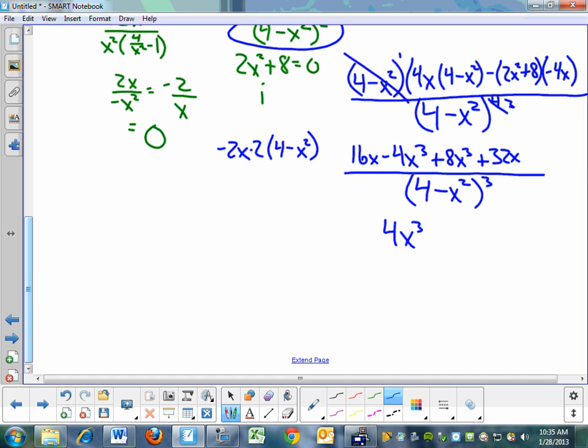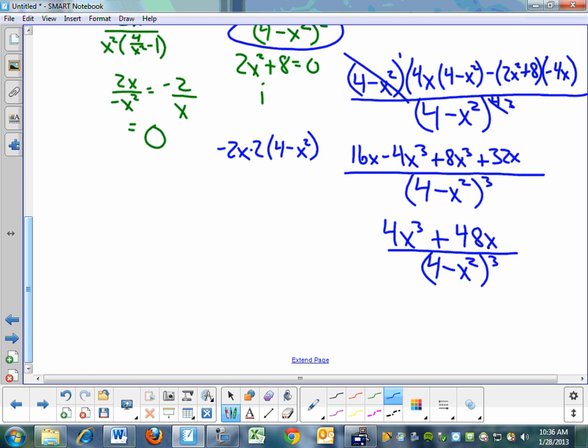Positive 4x to the 3rd plus 48x. Right? Very good. That's my second derivative. Question? Yes. You don't have to simplify.